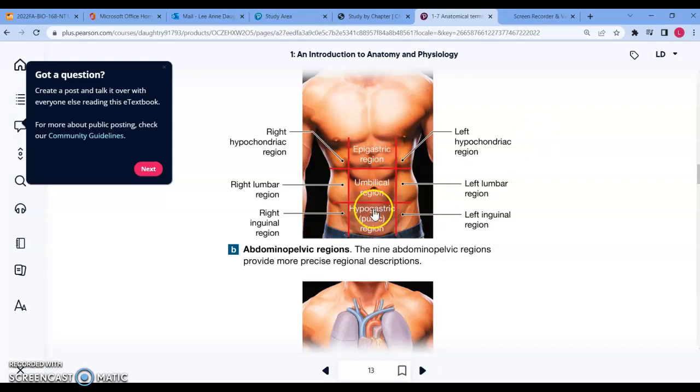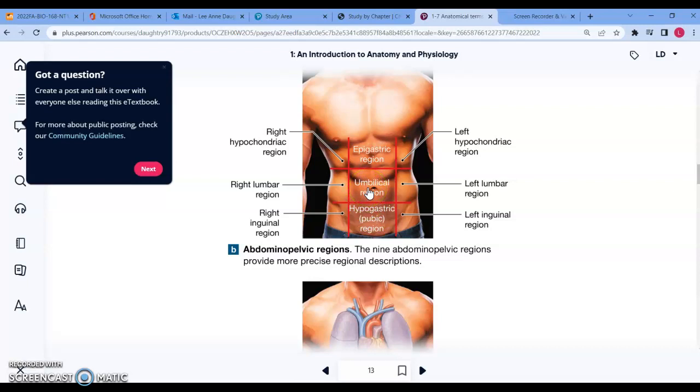All right, so right around the navel, or where the umbilical cord would be attached, the umbilical region is in the very center. Directly superior to the umbilical region is the epigastric region. Notice I'm using some directional terms in my description here. So what would you say for the hypogastric region in relation to the umbilical region? You would say the hypogastric region is inferior to the umbilical region.